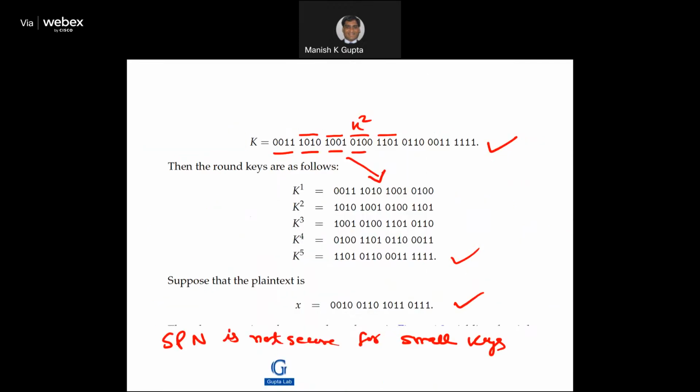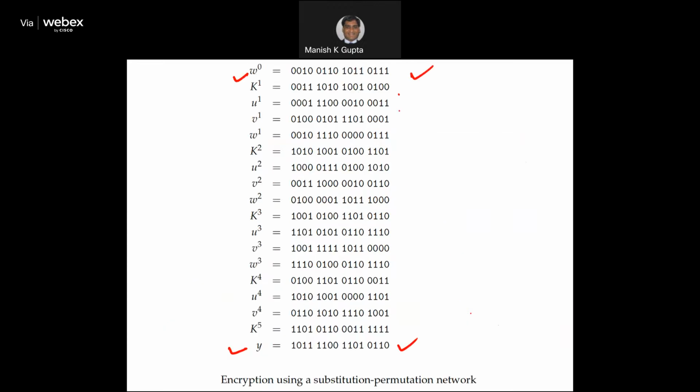I've shown you how to generate keys from a given random key. Basically, it's a random key, and from the random key, we are getting scheduled keys, subkeys K1, K2, K3, K4. So from the plain text, we can apply this and we get this kind of thing. So all these things are clear. We talked about these things last time.